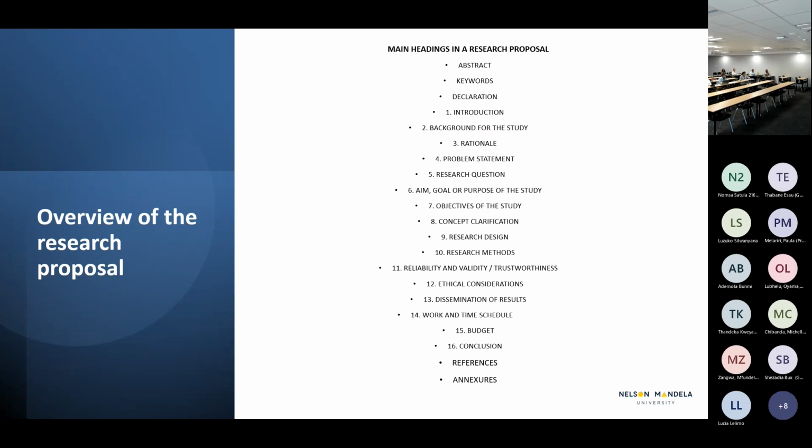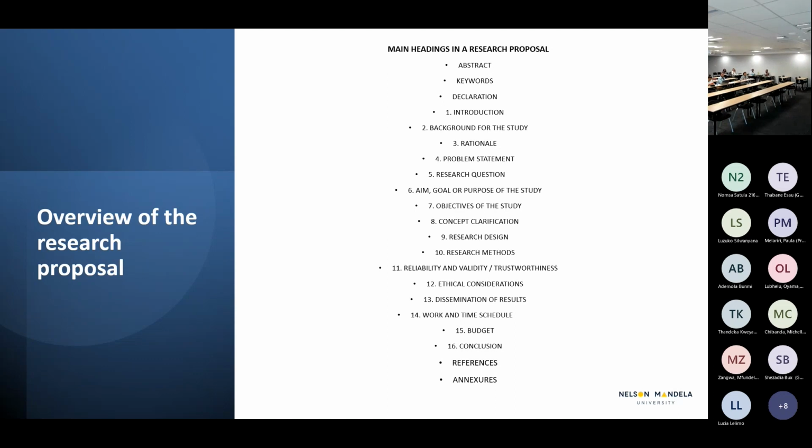So that's just, you can see it starts off with the abstract, keywords, declaration, introduction, background, rationale, problem statement, research question, aim or purpose, objectives of the study, concept clarification, research design, research methods, reliability and validity or trustworthiness in qualitative, ethical considerations, dissemination of results, work and time schedule, budget, conclusion, and then references and annexes. So in a nutshell, very quickly, that's everything that you have to cover.